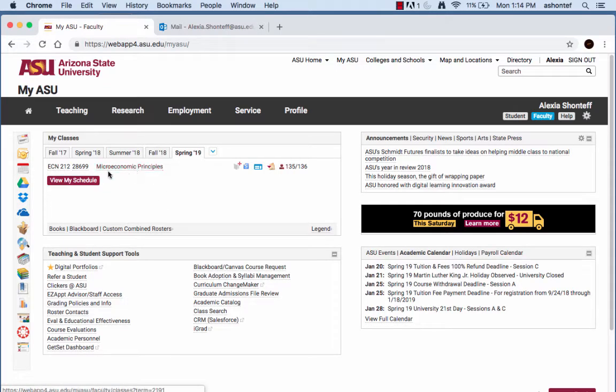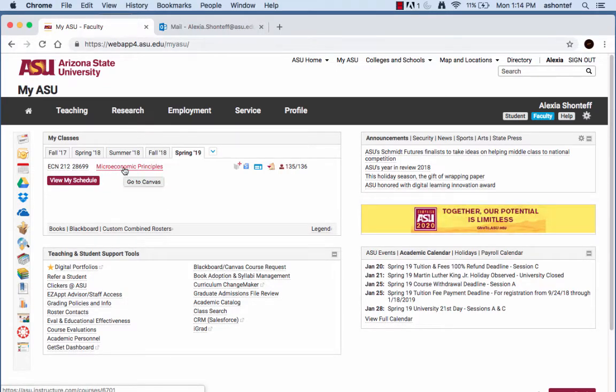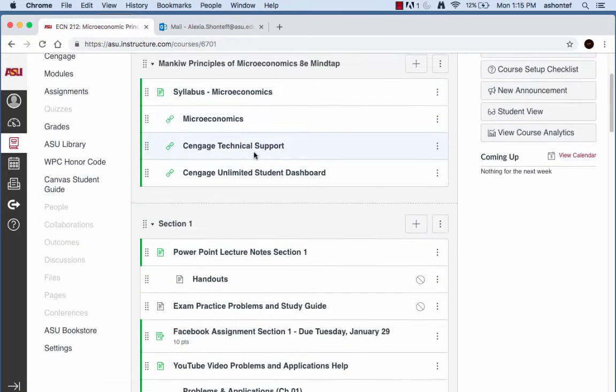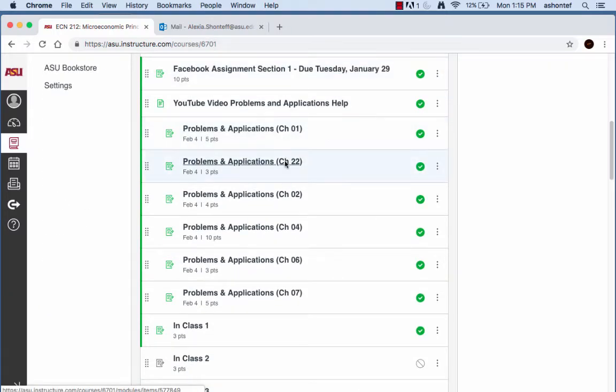Okay, so we're going to move on to Chapter 4 homework. So again, from the home page, the My ASU homepage, we'll click on the title. It'll take us to our Canvas, and we're going to scroll down to 1, 2, 3, our fourth set of homework. So it's Chapter 4.